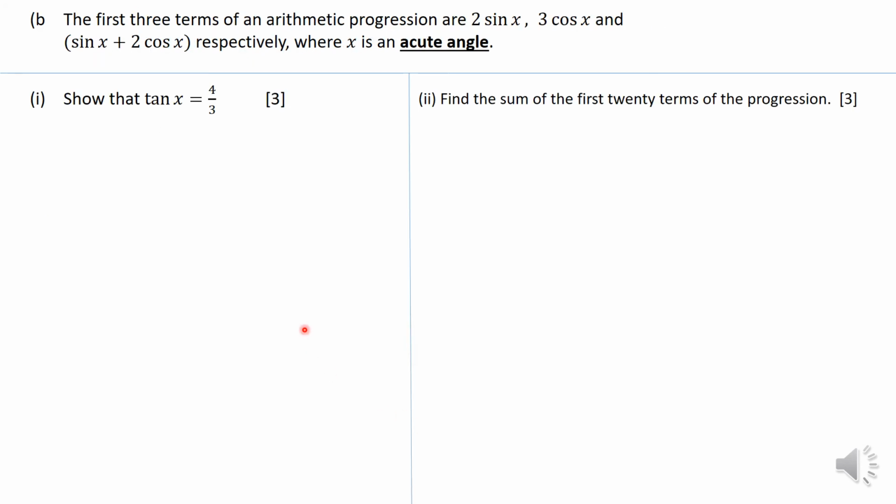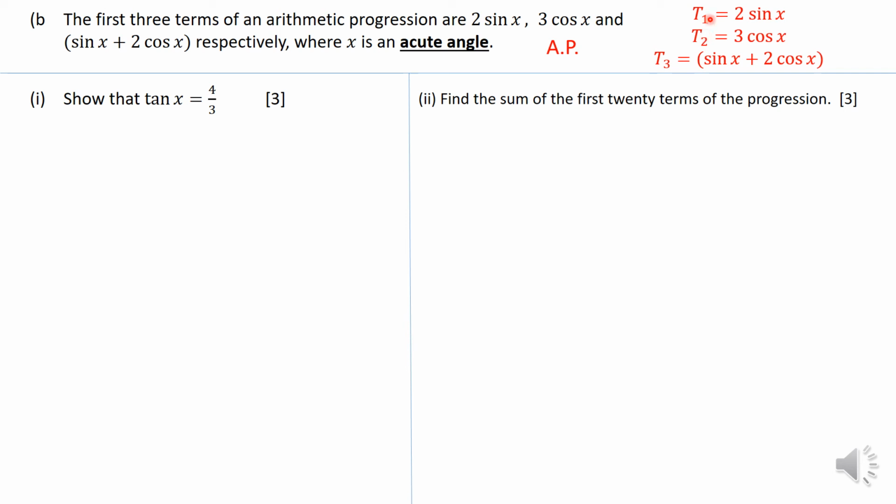Here then are the two other questions, and take note I have bolded the word acute. So first thing, we are supposed to show that tan x is equal to 4 upon 3. We also know we are dealing with an arithmetic progression, so we know that the first term is 2 sine x, the second term is 3 cos x, and the third term is sine x plus 2 cos x.